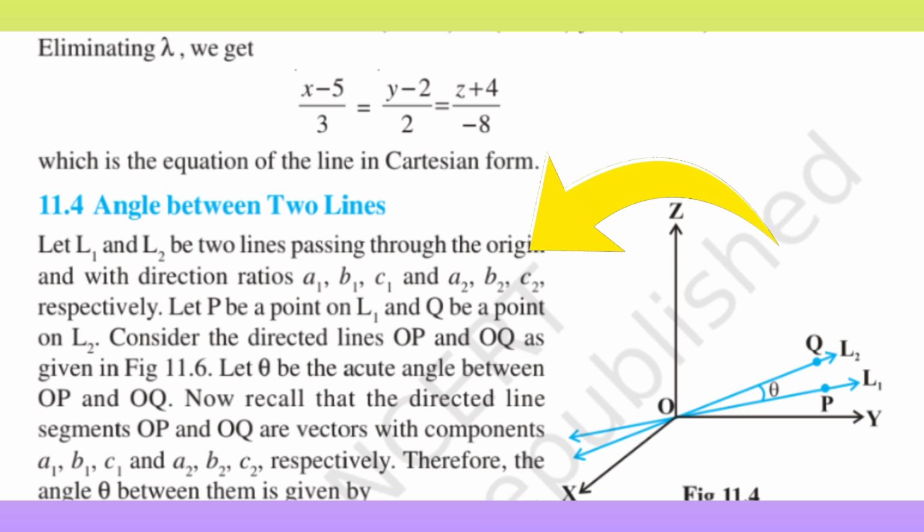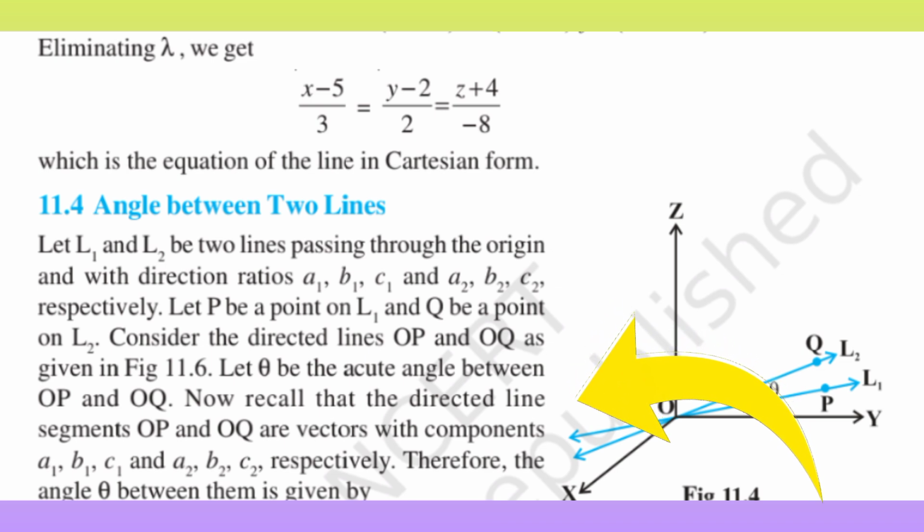Let L1 and L2 be two lines passing through the origin and with direction ratios A1, B1, C1 and A2, B2, C2 respectively. Let P be a point on L1 and Q be a point on L2. Look at the figure. Consider the directed lines OP and OQ as given in figure 11.4. Let theta be the acute angle between OP and OQ.